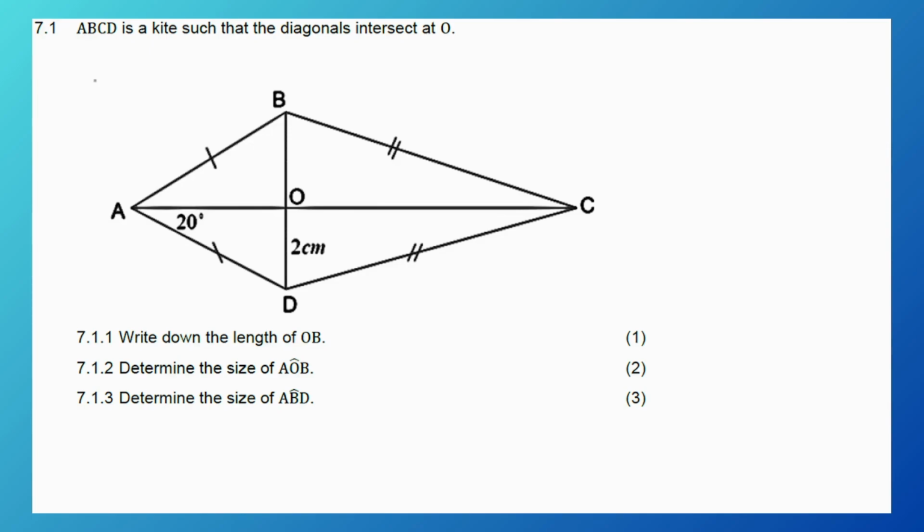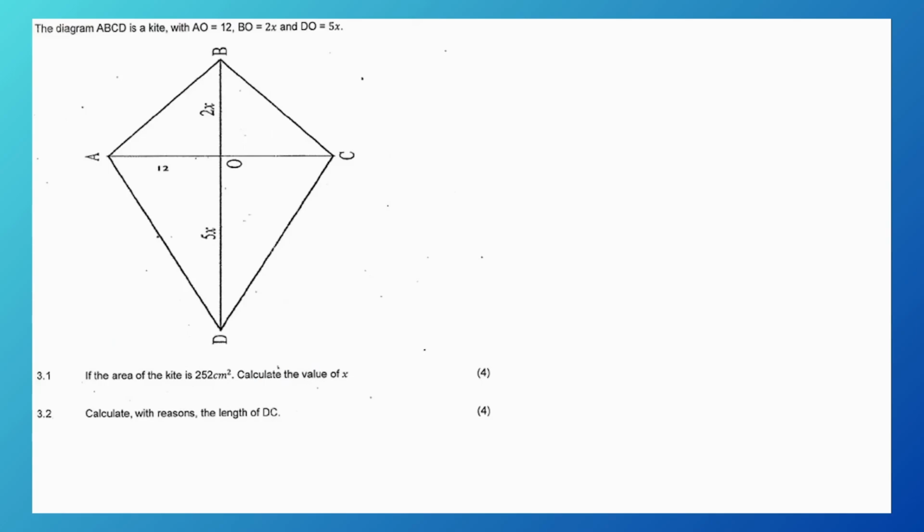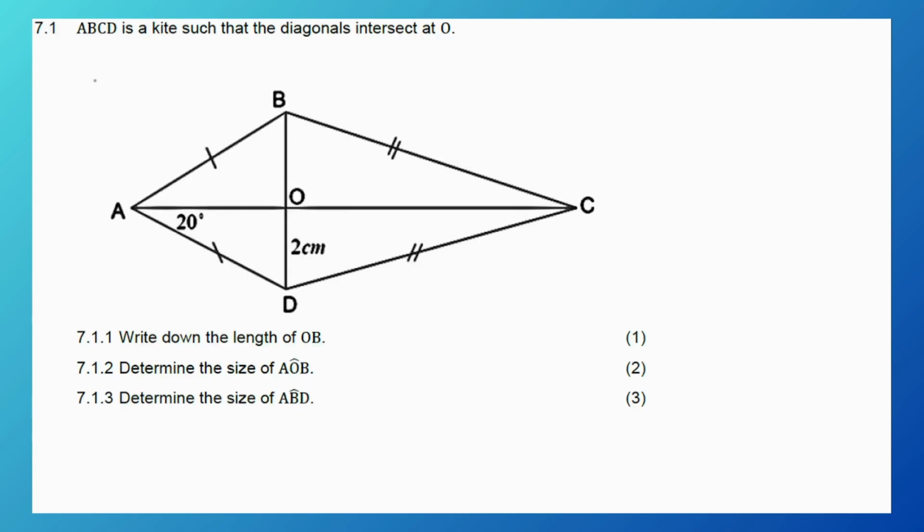In this video, we're going to look at kites. I'm going to look at two different questions that were asked last year of kites. This one was in the November paper 2 exam, whereas this one was in the test that they wrote in term 3 on Euclidean Geometry.